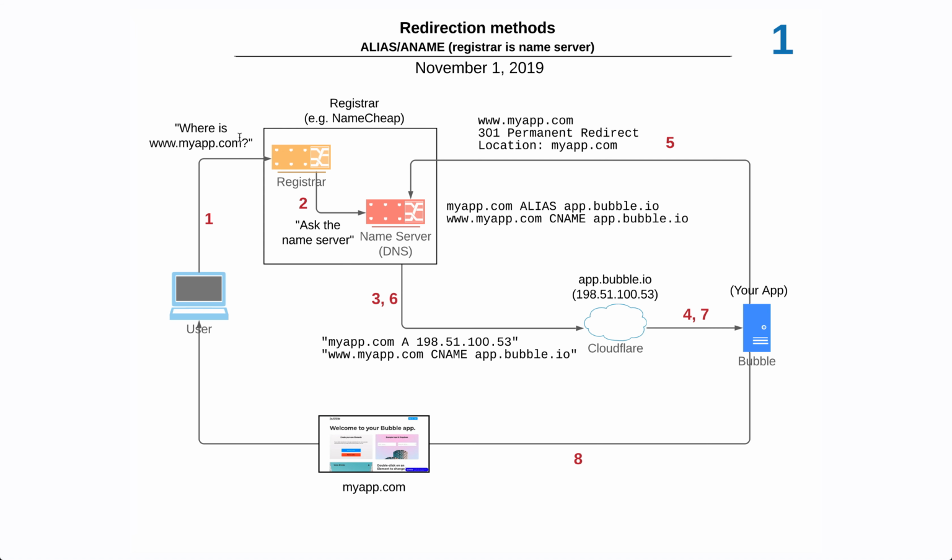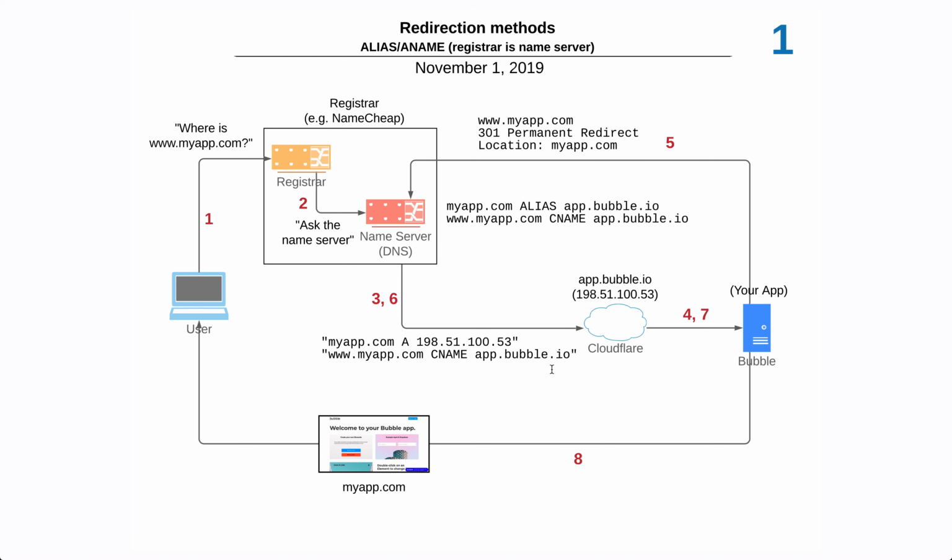So when you issue a request for www.myapp.com, your request goes to the registrar, who points to the name server, and the name server has a record www.myapp.com. Contrast with the legacy system where we tell users to set up an A record. Here, www.myapp.com has a CNAME record to app.bubble.io.